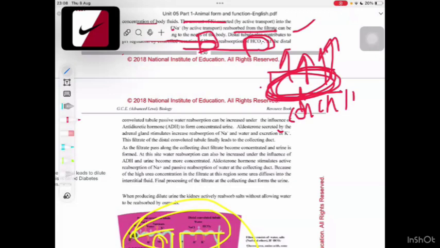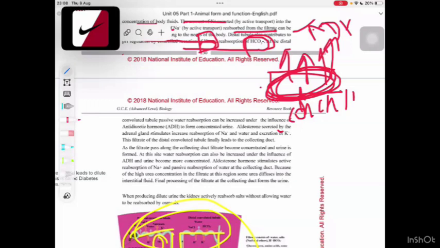We need some water for excretion, but what if everything gets excreted? Then what if a major portion gets excreted? Then it's going to be a big problem, right? So we have the ADH hormone to control that. ADH increases the passive reabsorption of water, right? To form the concentrated urine.